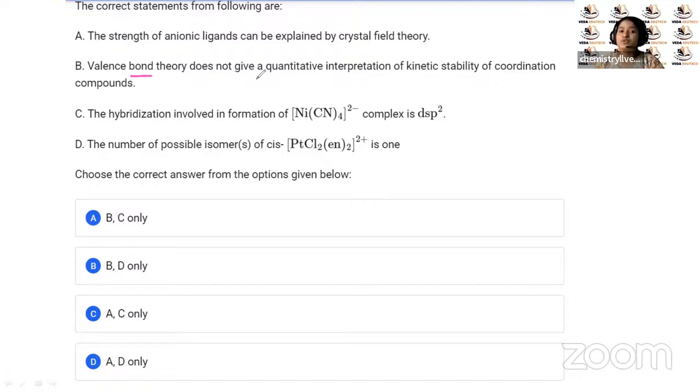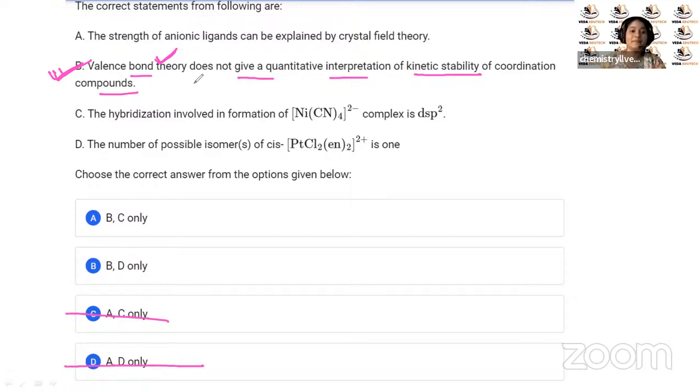The valence bond theory does not give a quantitative interpretation of kinetic stability. Obviously, this is very, very correct, because it could not give the kinetic stability. That's why we got new theories. So this valence bond theory statement is definitely correct, right? So B is there in how many options, children? B is there in 2 options. So we'll cancel these 2 options.